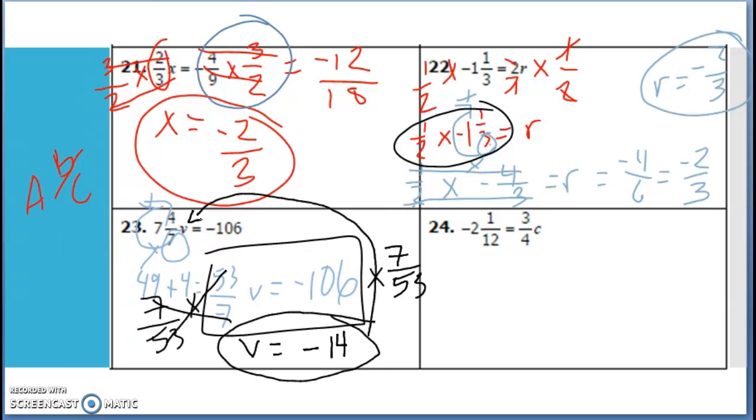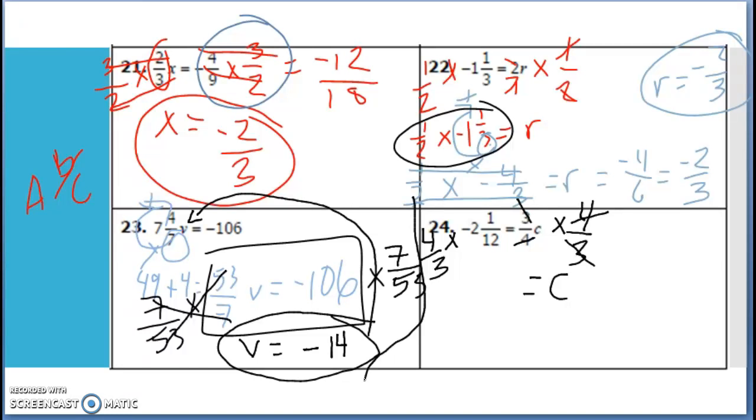Negative 2 and 1/12 equals 3/4 c. Our variable's on the right side. C is being multiplied by 3/4. I can't divide a fraction, so instead, multiply by the reciprocal. 4 divided by 4, 3 divided by 3 equals 1. So we have 1c on the right, and what we do to one side, we have to do the other. So we always have to bring over that negative 4/3. So we have negative 4/3 times negative 2 and 1/12.